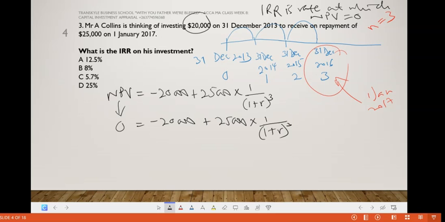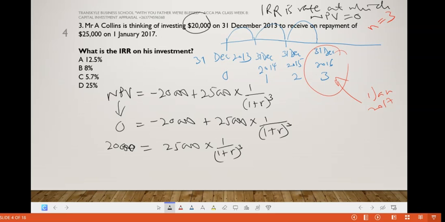Okay, therefore let us remove the minus 20,000 to become positive. So we are saying 20,000 is equal to 25,000 multiplied by 1 over 1 plus R cubed. Okay, so this is 20,000. Now we have to make R subject of the formula, so we have to remove this denominator. So we have to multiply both sides by 1 plus R cubed.